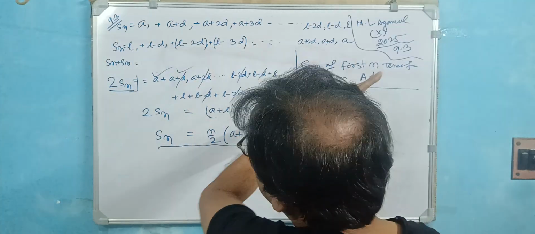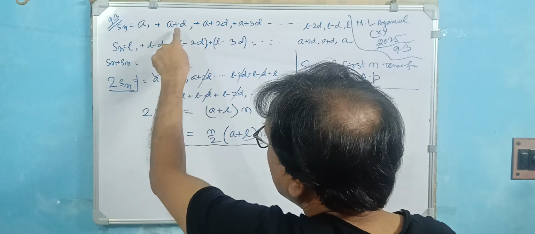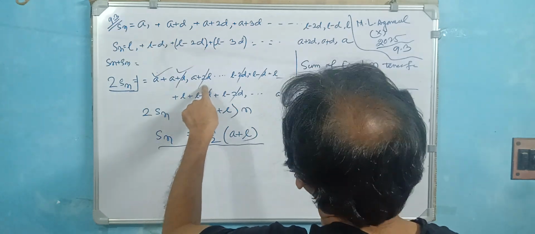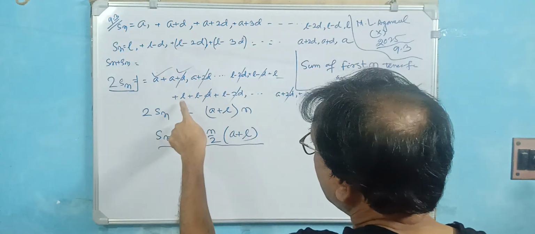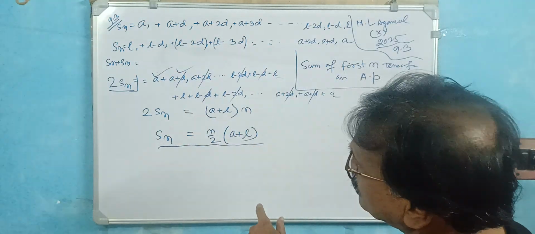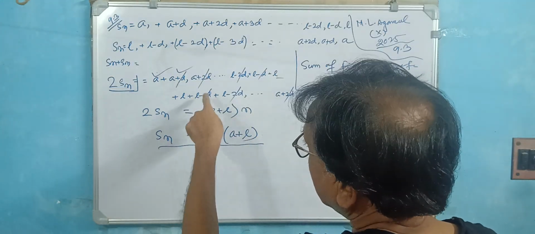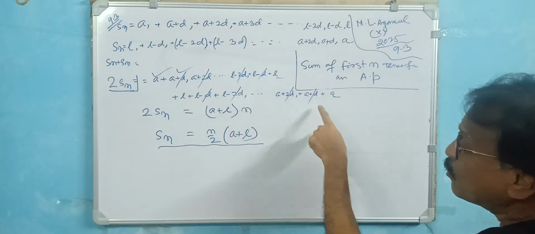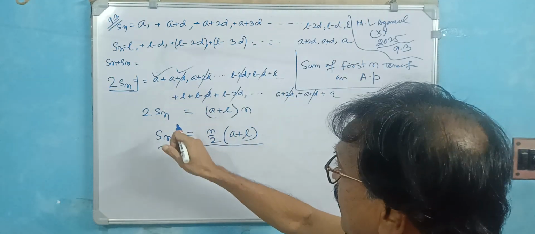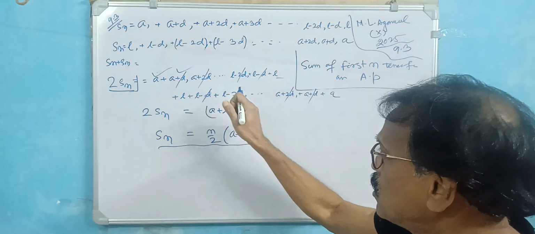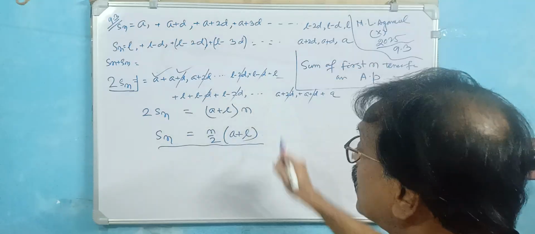So this and this, you just add it. So 2Sn. Actually a + d, a + 2d, you write all these things, and ultimately this is l, l - d, l - 2d. Now cut. This is plus d, this is minus d. Plus 2d, minus 2d. Here is minus d, here is plus d, here is minus 2d.